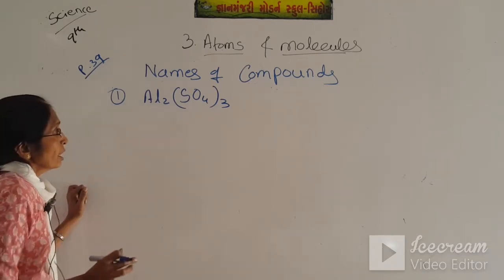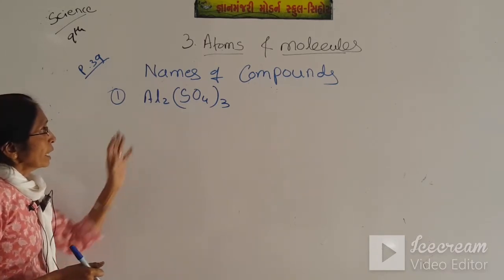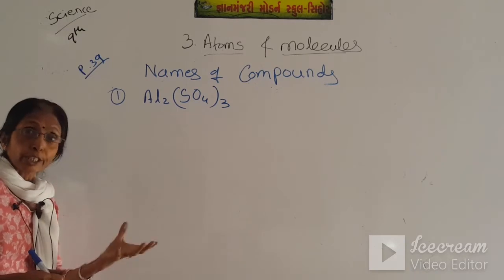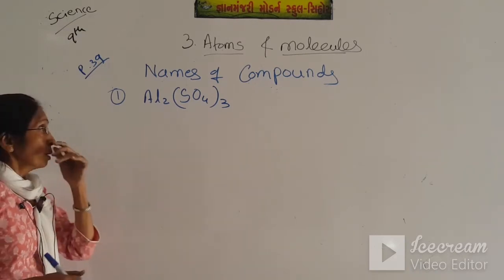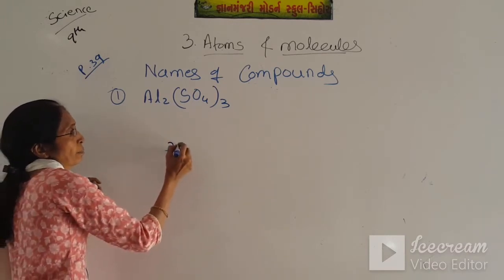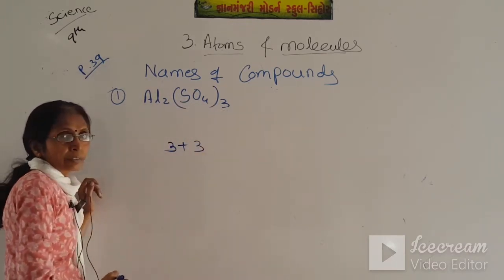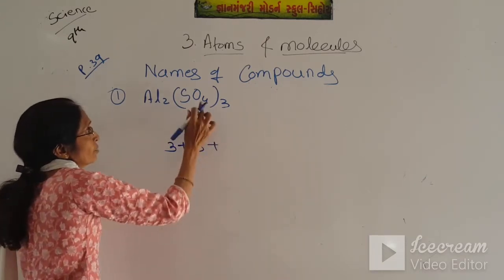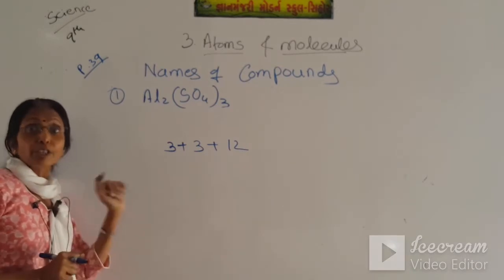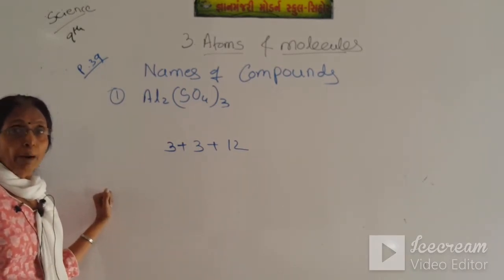Okay students, now here one more thing we can discuss. What can be the atomicity of this? How many atoms are there in this compound? So 3 of sulfur, and 4 3s are 12 of oxygen. In this way you have to calculate the atomicity of a given compound.